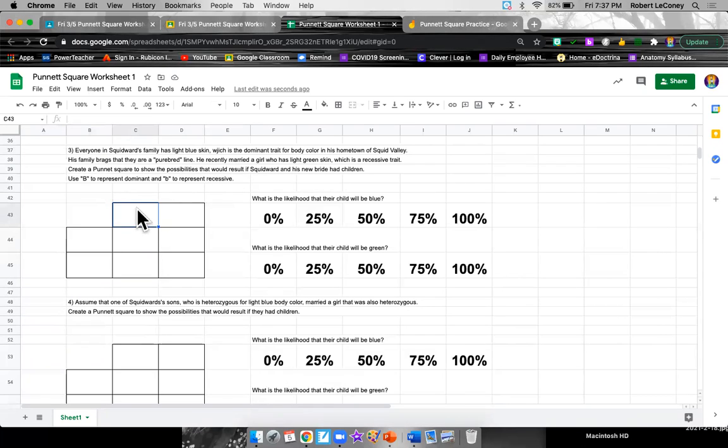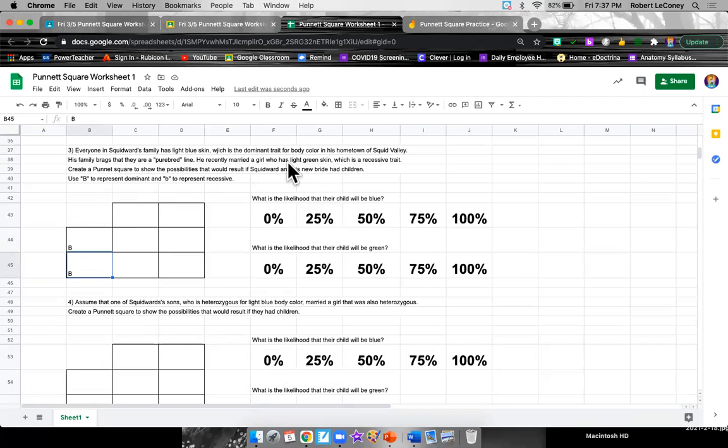So what am I going to use? I will use, oh, it tells you, big B, little b. All right, so Squidward, that is dad. So big B, big B. Why 2 big B's? Because the family claims they're purebred, which is homozygous dominant. Both alleles will be the same. And big B because they said that that is the dominant trait.